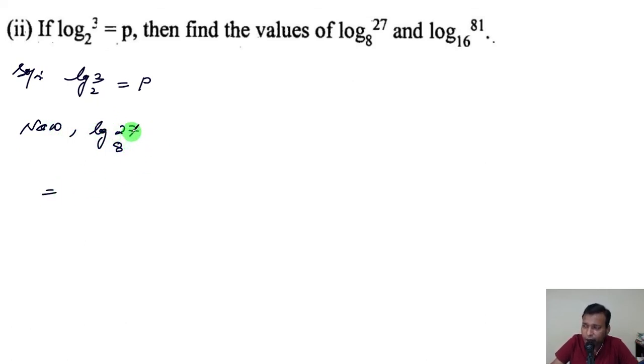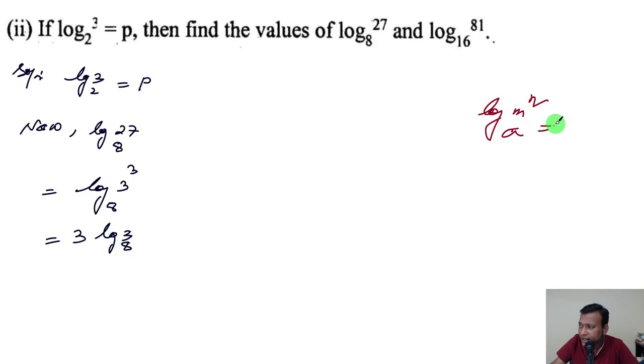What to do? Now we have to convert these. We have to write this in the form log 3 to the base 2. So to write this, what we will do? First of all, we will express this in the form of log m power n to the base a. That means 27 can be written as 3 cube and here it is 8. So now this will become 3 log 3 to the base 8, because log m to the power n to the base a is n log m to the base a. So the power comes before log.